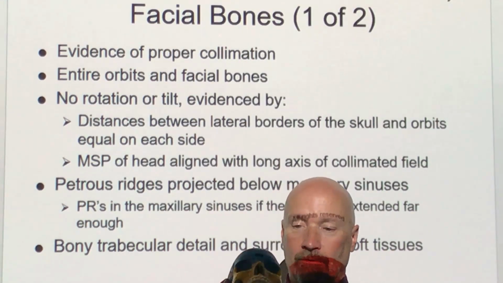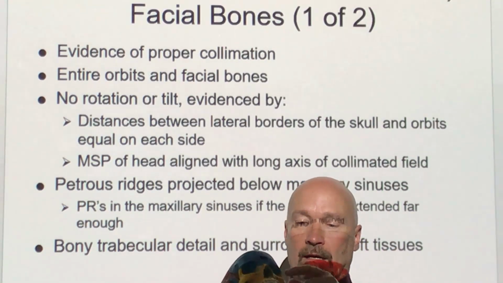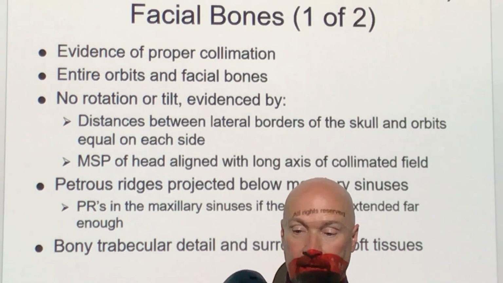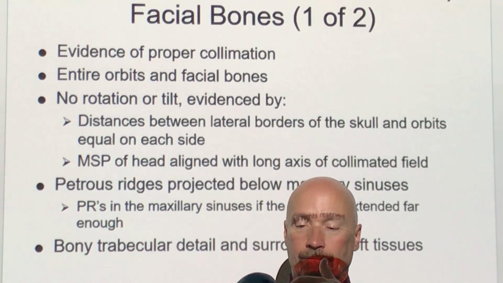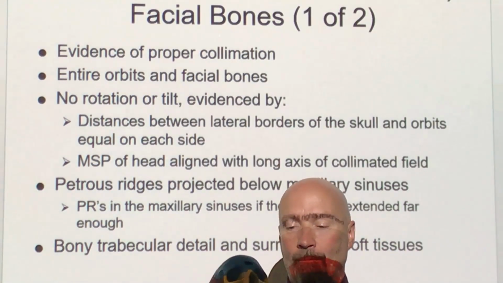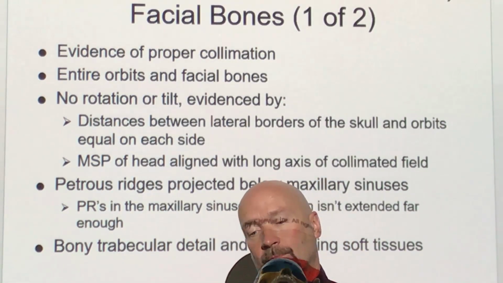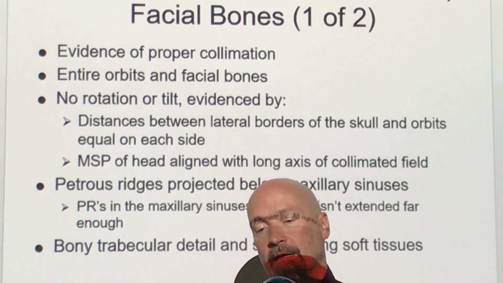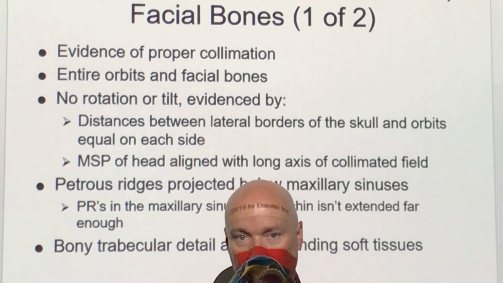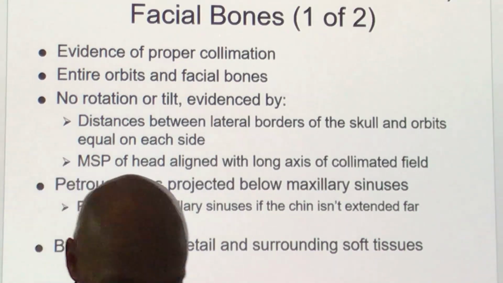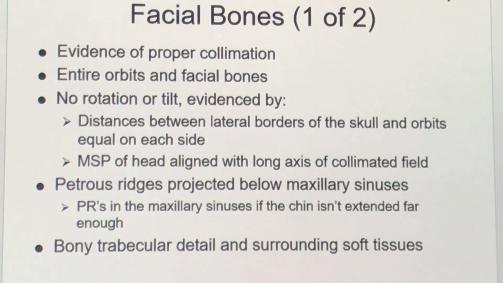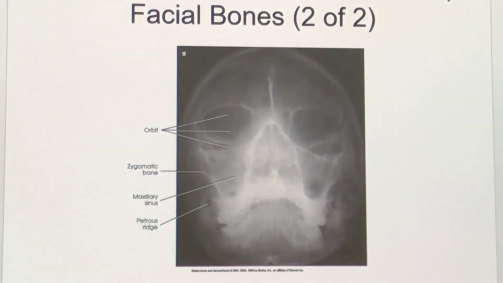You can kind of see how, as I rotate the skull this way, the orbit on the side closest to the image receptor kind of extends out past the lateral side of the skull, as opposed to the posterior portion of the skull extending out past the orbit on the elevated side. So that's how you're going to evaluate your rotation. The extension of the chin, again, you're going to evaluate that by the position of the Petrous ridges in relationship to the maxillary sinuses. So reverse Waters here.